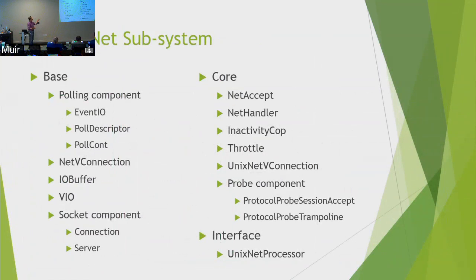Currently, the Unix NetVC is declared in a P_ prefix header. Thus, the HTTP SM should not include the P_UnixNetVConnection.h. Yeah, that's violated in so many places in so many ways, not just the state machine. This is breaking the original design.